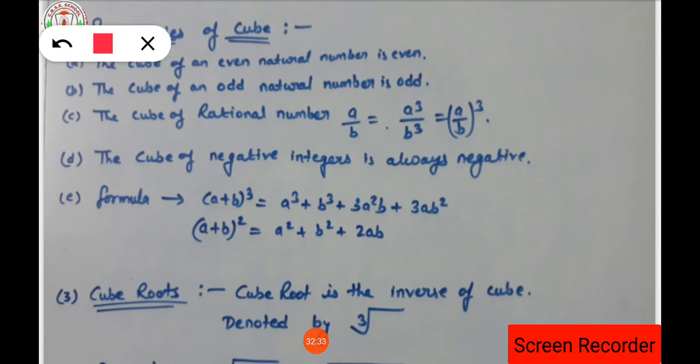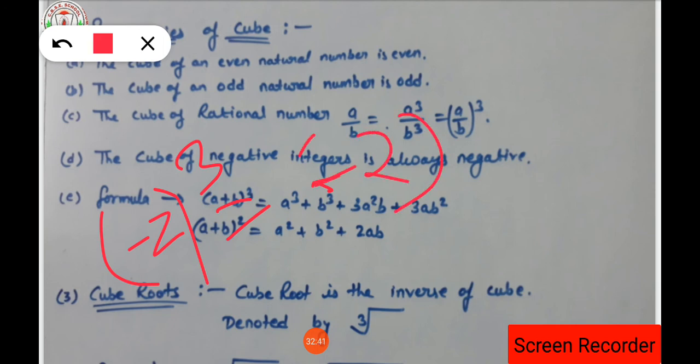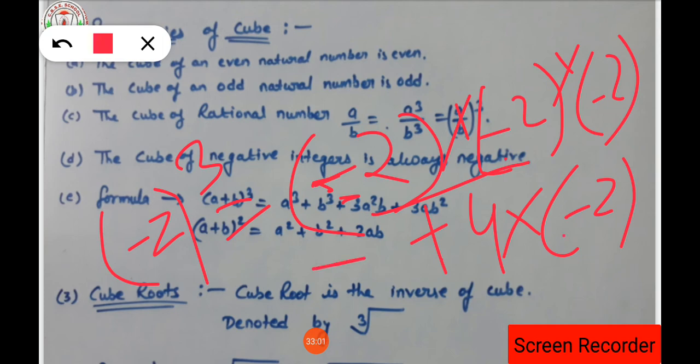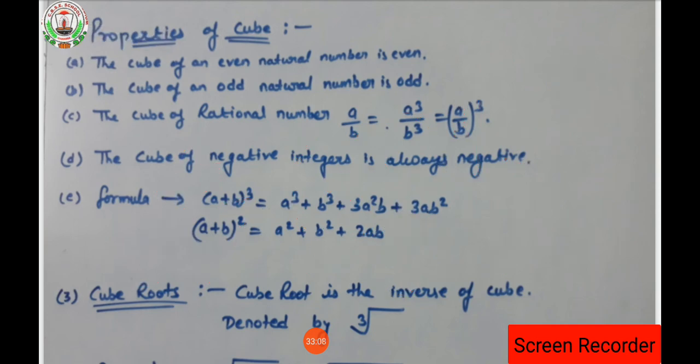That means suppose we have to find the cube of minus 2. So minus 2 into minus 2 into minus 2 will be there. Here multiplication sign is there, isn't it? So minus 2 into minus 2 will be how much? Plus 4. Minus and minus will become plus, so it will be plus 4. Then again it will be multiplied with minus 2. So plus and minus will become minus, and 4 into 2 will become 8. So that's why it is said that the cube of a negative integer is always negative.